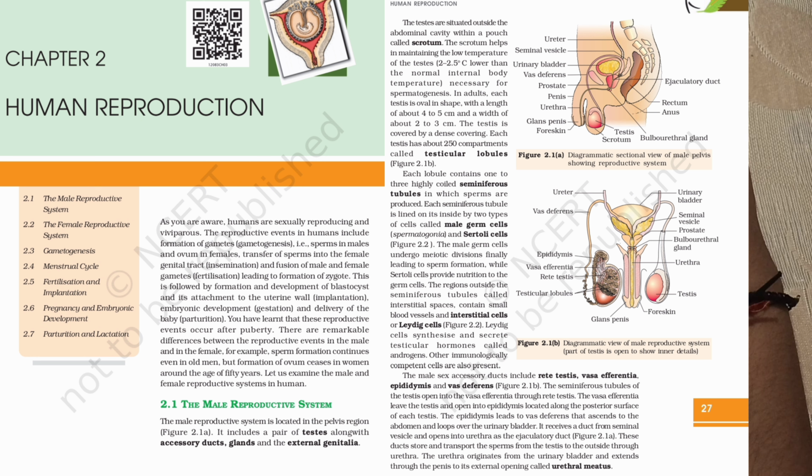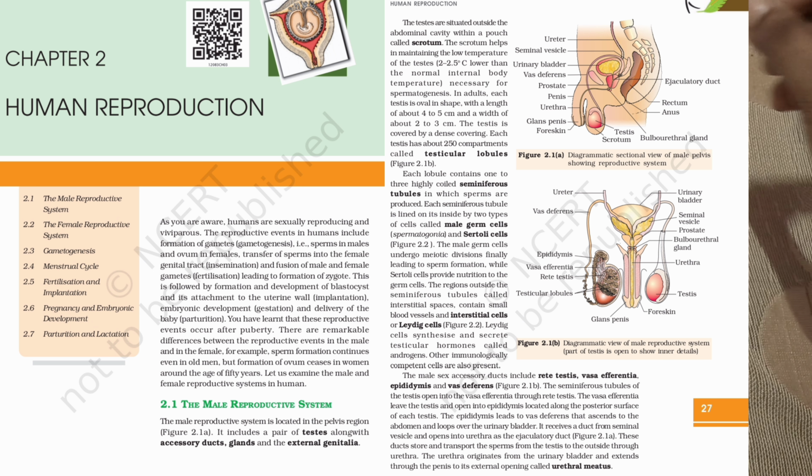germ cells. The region outside the seminiferous tubules, called interstitial spaces, contains small blood vessels and interstitial cells or Leydig cells. Leydig cells synthesize and secrete testicular hormones called androgens. Other immunologically competent cells are also present.